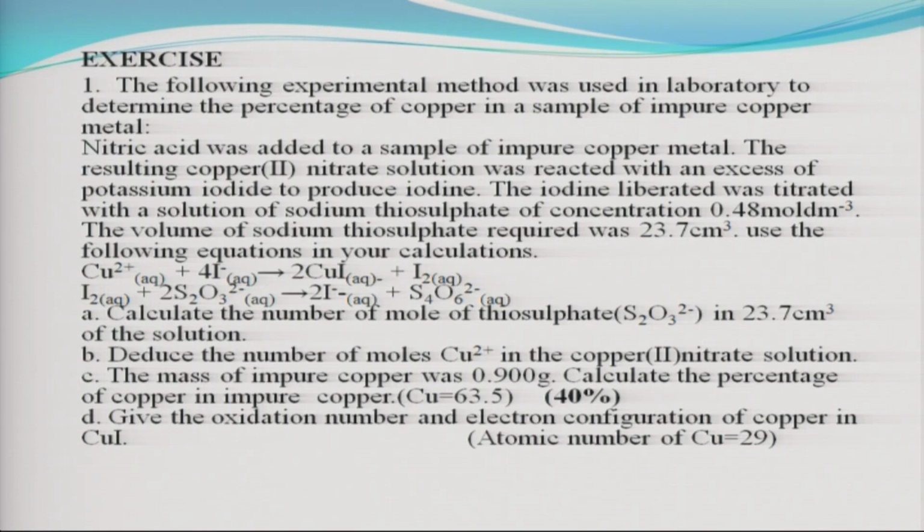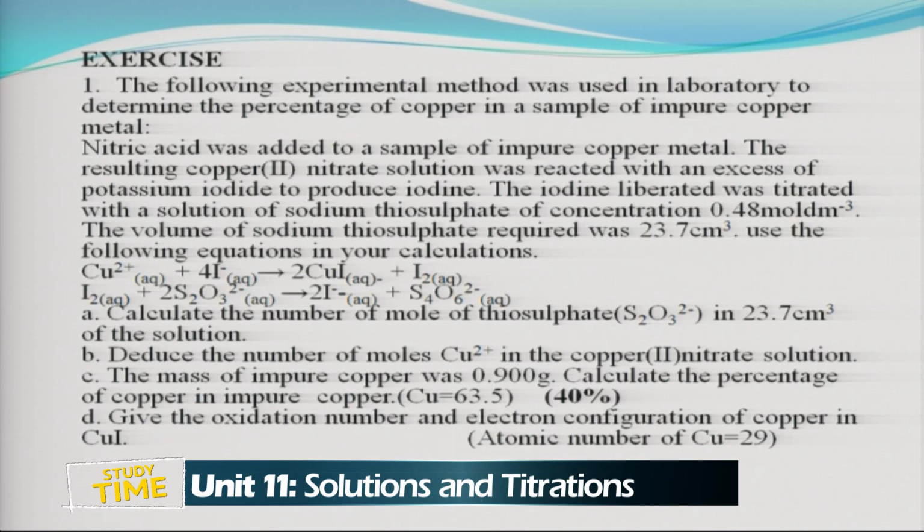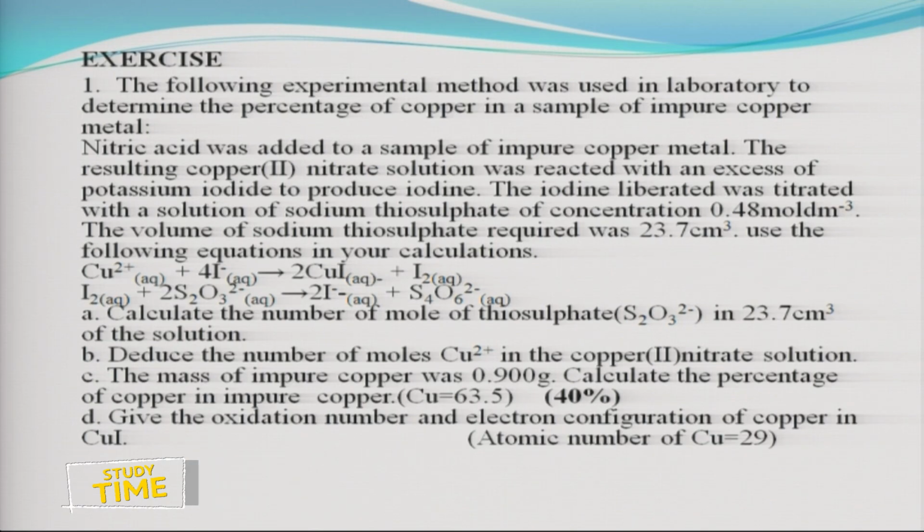Because we are ending our topic today, actually it has been long, all from acid-base titration up to iodometric titration, we have some sample questions here. Like, for example, exercise number 1, which says that the following experimental method was used in the laboratory to determine the percentage of copper in a sample of impure copper metal. Nitric acid was added to the sample of impure copper metal.